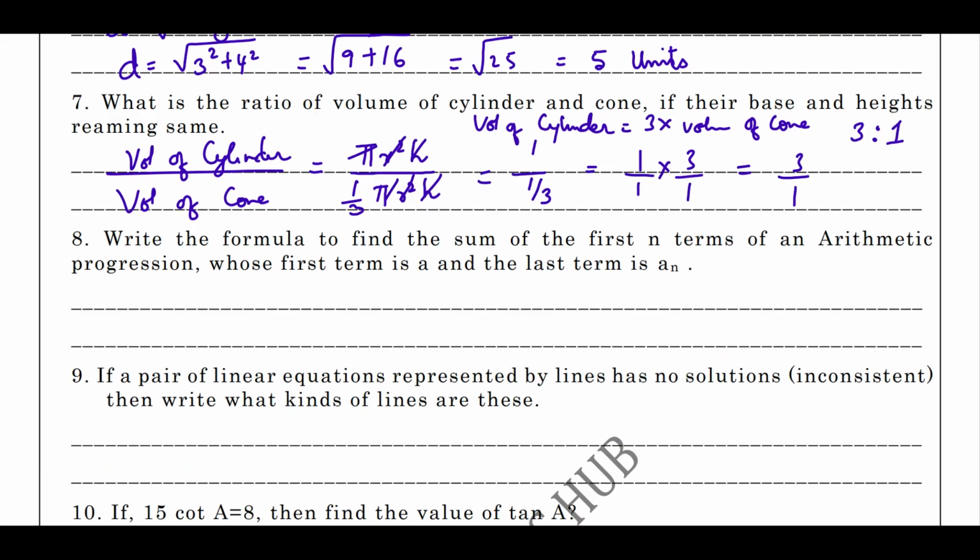Next question, write the formula to find out the sum of first n terms of an arithmetic progression whose first term is a and last term is an. So sum of n terms when the first term and last term is given: Sn equals n by 2 (a plus an).